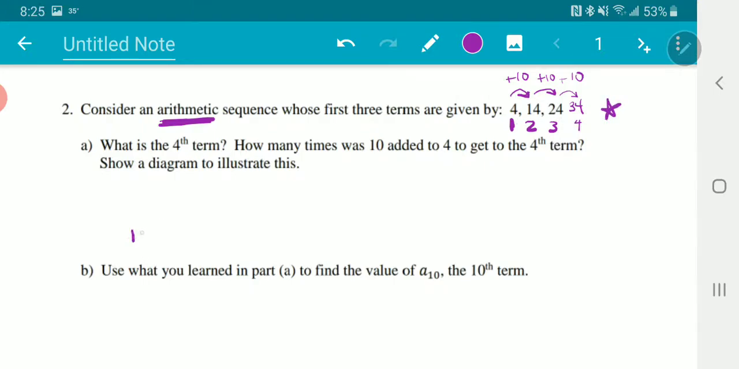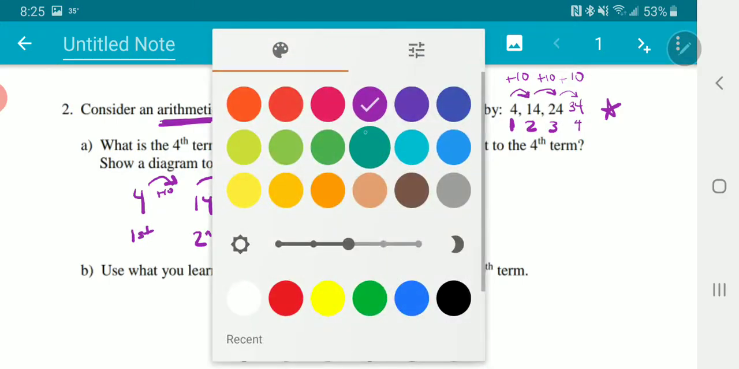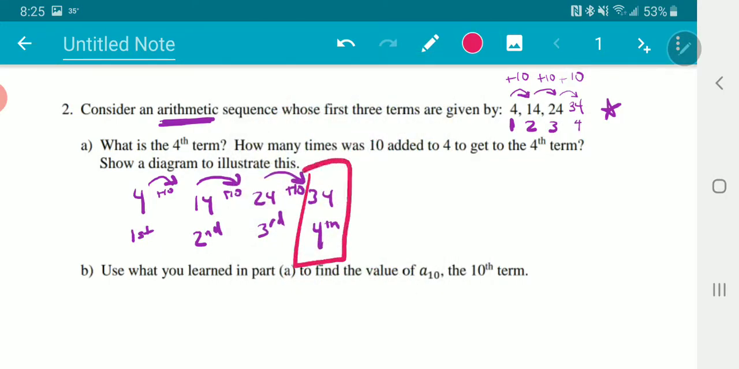I have my first term, my second, my third, my fourth, okay? And you could go 4, 14, 24, 34, and it's just plus 10 every time, like I said. Plus 10, plus 10. This is just visually showing you how you're getting from one term to the next. So the answer for this one, like we said, is that fourth term is 34. So that would be what you're looking for right there. Fourth term is 34, okay?